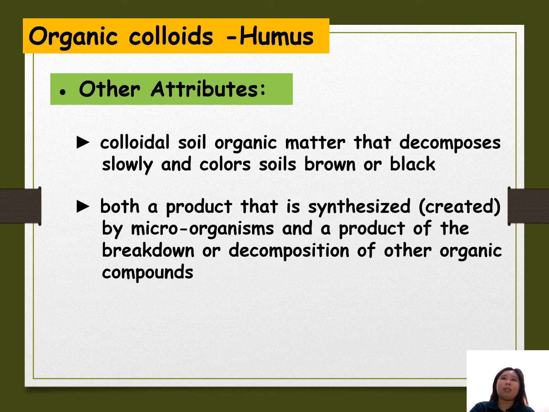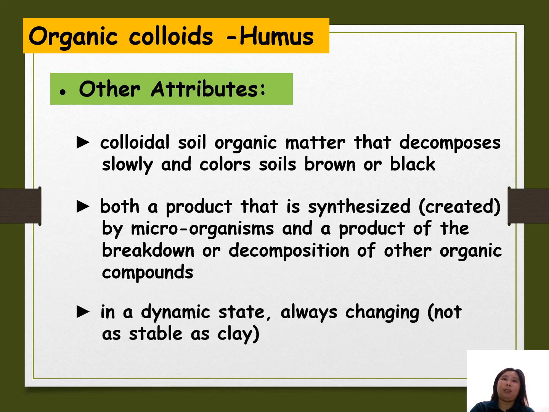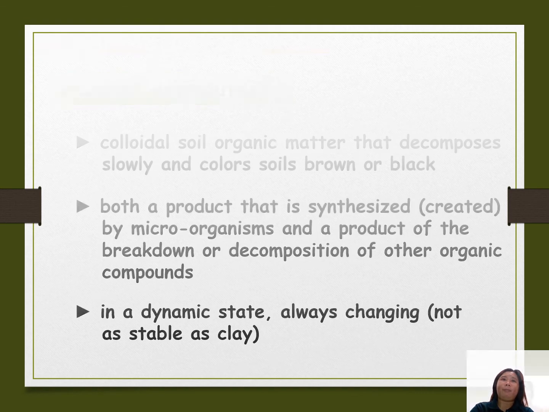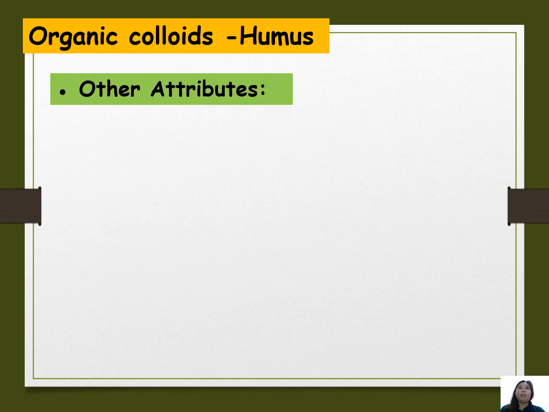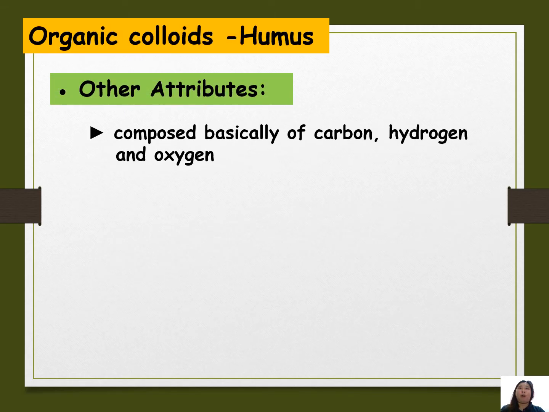They are both a product synthesized or created by microorganisms and a product of breakdown or decomposition of other organic compounds. So organic colloids are in a dynamic state and always changing, and this type of colloid is not as stable as the clay colloids. Organic colloids are basically composed of carbon, hydrogen, and oxygen.